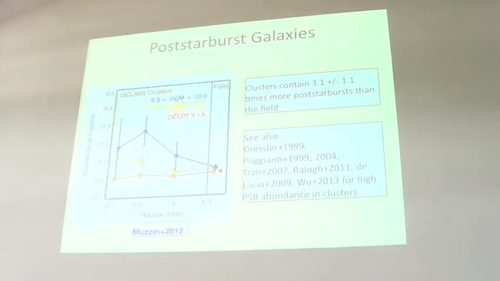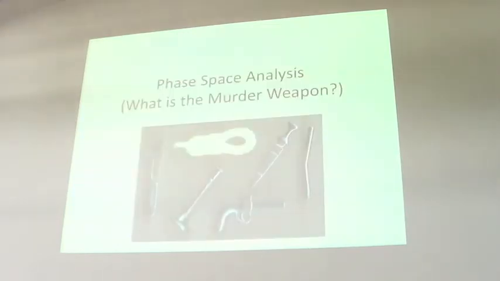So I want to talk about post-starburst galaxies. You find a surprisingly large number of post-starburst galaxies in clusters. And this is another clue. Maybe we're onto something. Maybe something is quenching these galaxies, doing it pretty fast in clusters. So I'm going to show you a phase space analysis that we've done. This is a pretty powerful tool for figuring out what the murder weapon is.